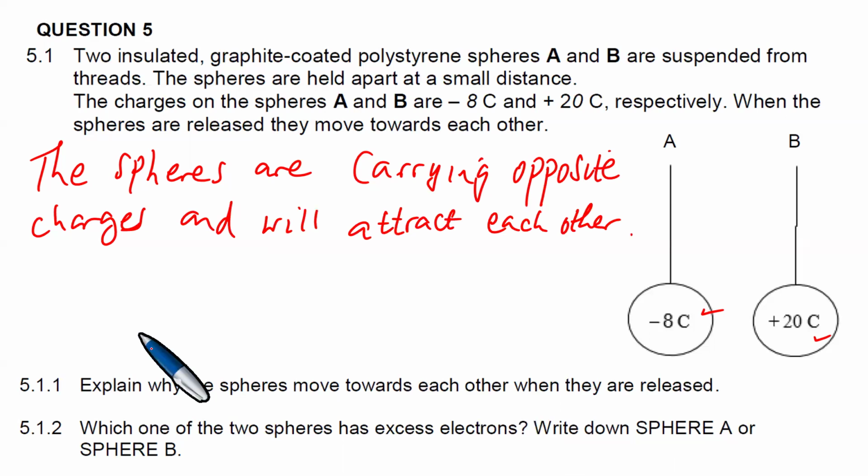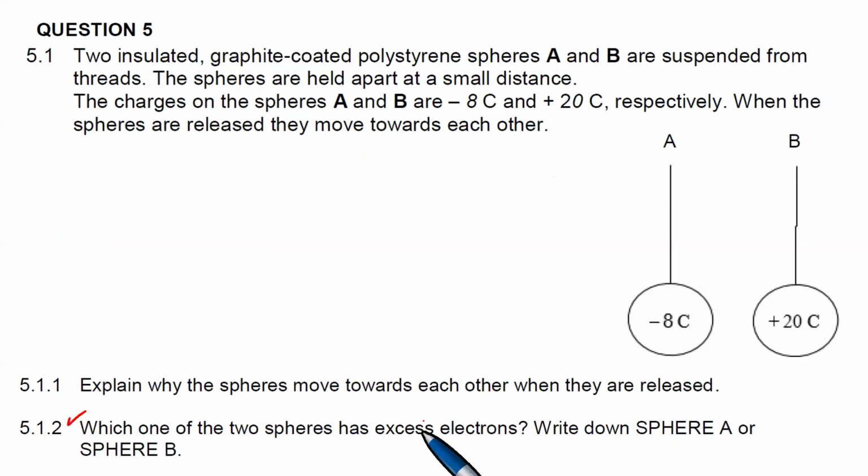Okay, let's look at 5.1.2. Which one of the two spheres has excess electrons? Write down sphere A or sphere B. Which one has too many electrons here? Either A or B, which one? A. Well done. It is sphere A. Why? Because it's negatively charged.